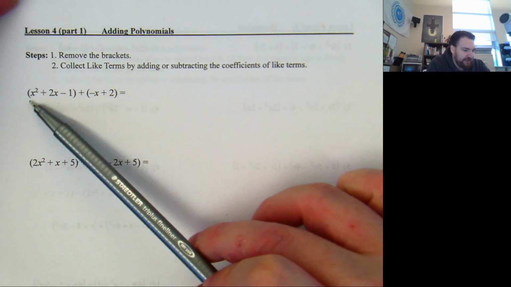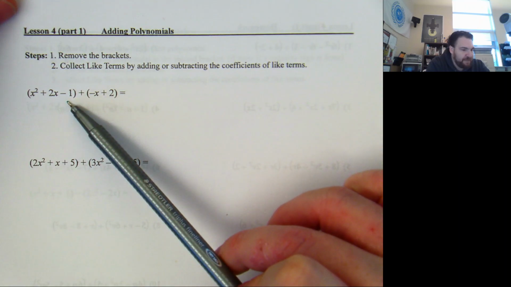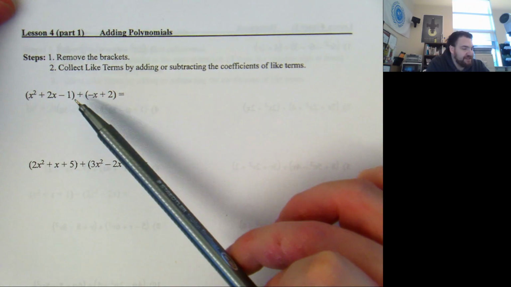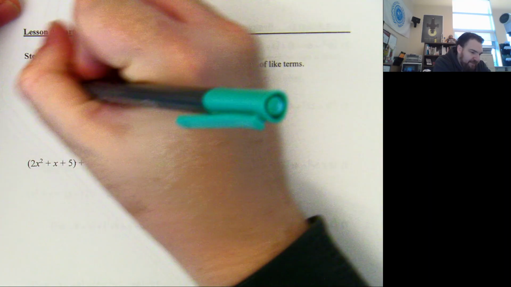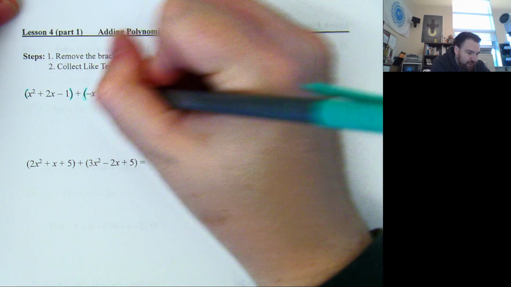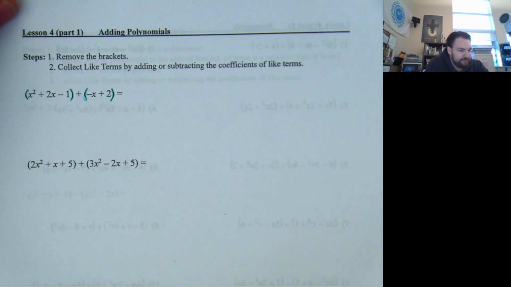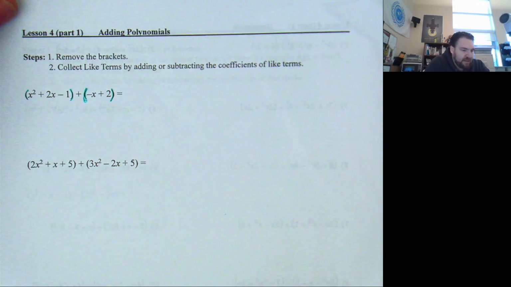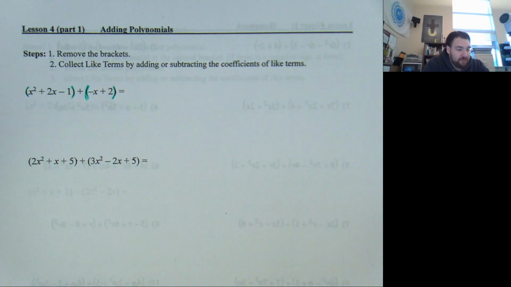I've got a trinomial here. I've got x squared plus 2x minus 1. In brackets, that signifies that this is one big mathematical object. And to it, I'm going to add this whole thing. Now, adding is really quite straightforward. Subtracting is where things get a little bit more dicey, but adding is really straightforward.